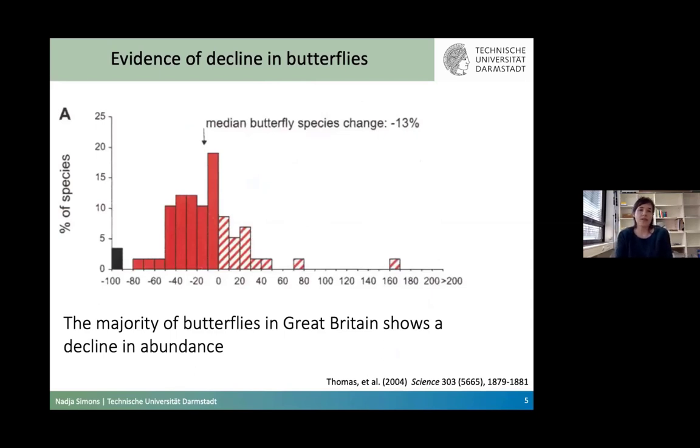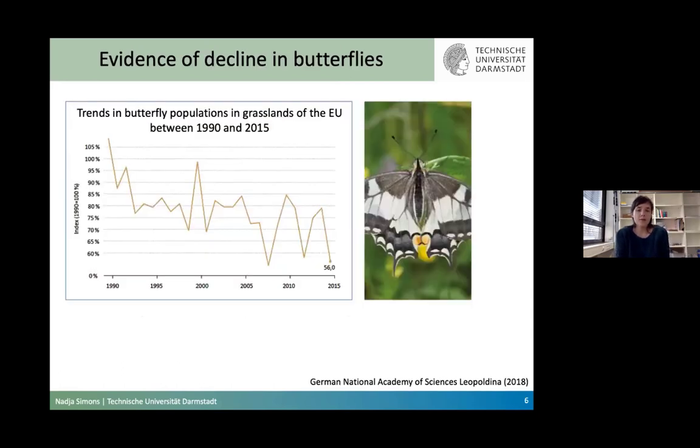So there's a long tradition of insect observation and monitoring in Europe, and especially in Great Britain. Therefore, the signs of population declines were first evident for insect groups that are attractive and easy to observe, such as butterflies. Already in 2004, Jeremy Thomas and his colleagues reported that the majority of butterfly species in Great Britain has decreased in population size between 1970 and 1999. In a Eurobite survey, this decline in butterfly species was also confirmed, and it was also shown that butterfly populations declined even more since 2019, with an average population of butterflies in grasslands declining by up to 60% in size.